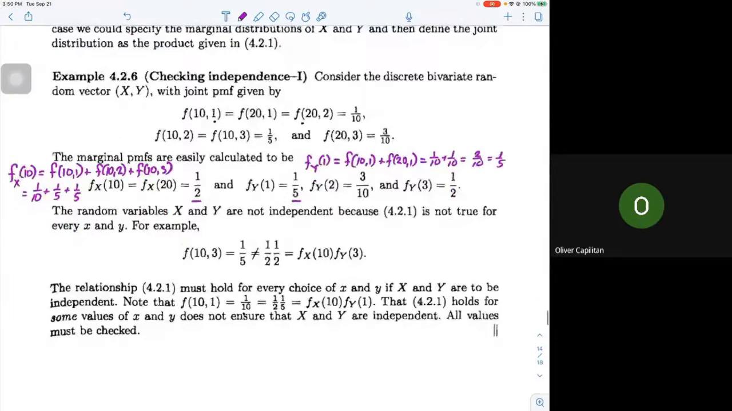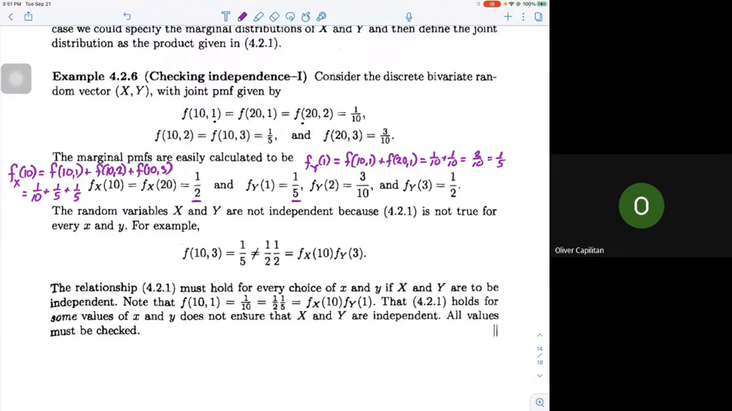We have already computed the marginal PMF of x as well as the marginal PMF of y. Let us now check if x and y are independent. So take note, the joint should be equal to the product of the marginals for all real values x and y.